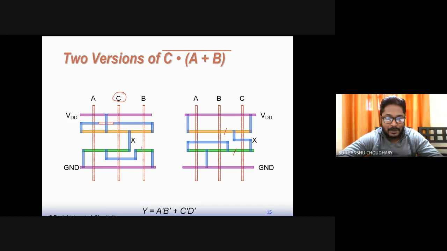Right? So B is utilizing a separate diffusion region, and A and C are using a separate diffusion region here. This can be noticed from here also, so no need to go to the hand drawings.